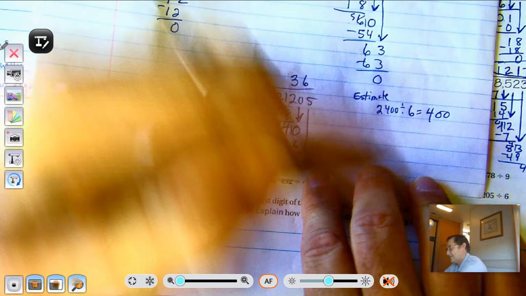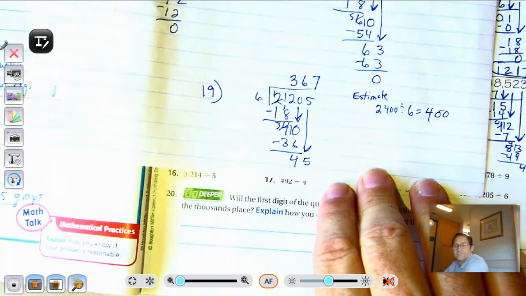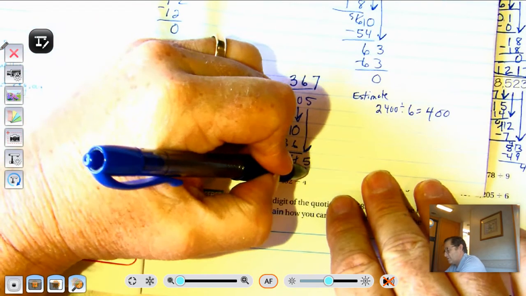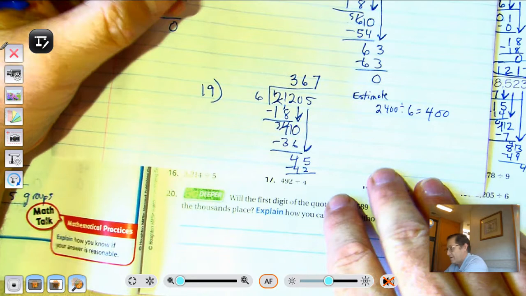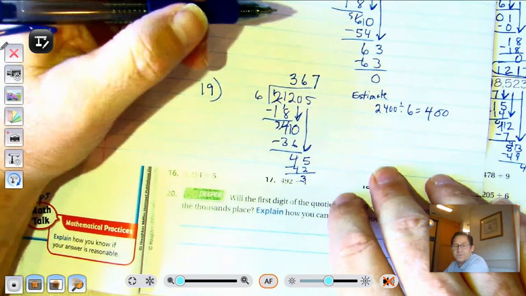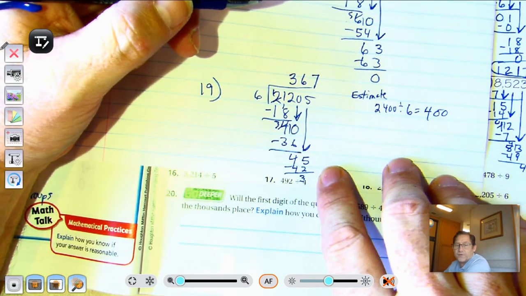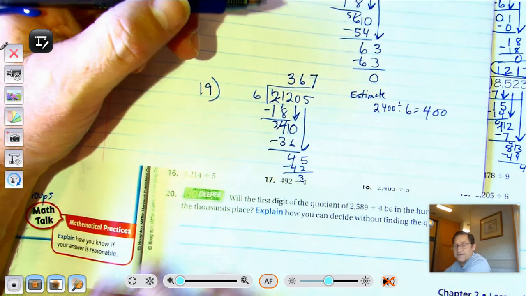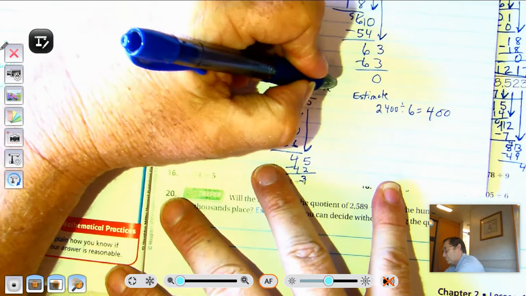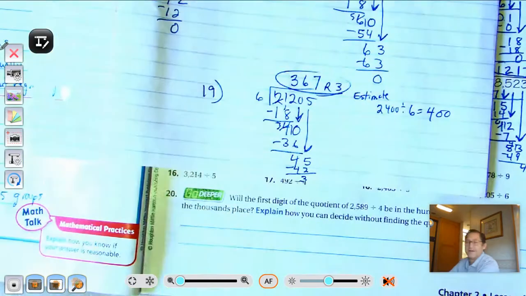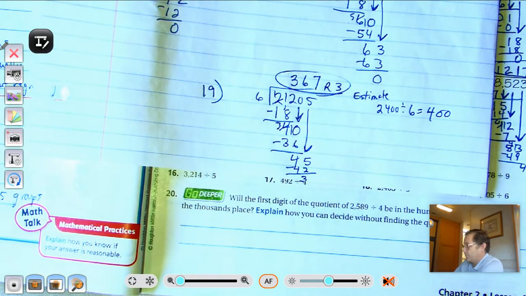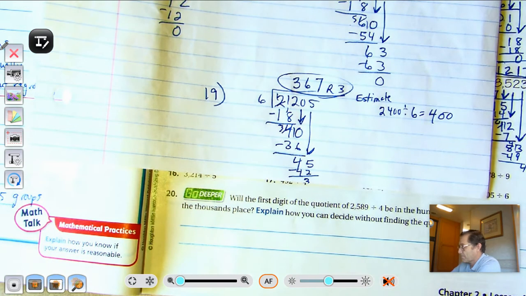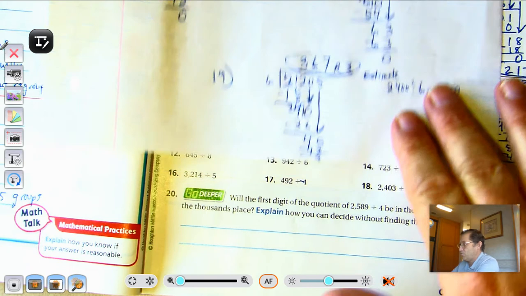45 ones divided by 6. 6 times 7 is 42. That's the closest we can get to 45. Subtract 42 ones from 45 ones. We're left with 3 ones. There aren't any other numbers to bring down. 3 is smaller than the divisor, so we have a remainder of 3. So 367 is fairly close to 400. All right, number 20.